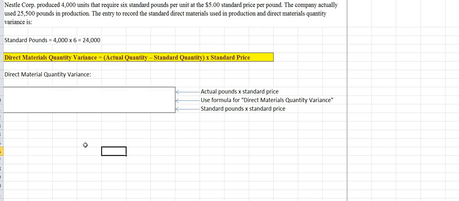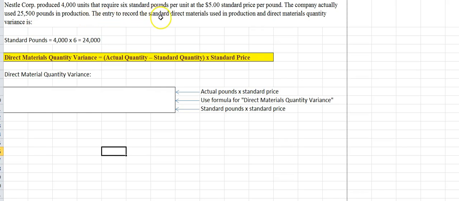Now we're going to do something similar to what we did in the prior problem. Nestle Corporation produced 4,000 units that require 6 standard pounds per unit. Okay, so 4,000 units requiring 6 pounds per unit. The standard pounds is going to be 4,000 times 6, 24,000. That's the standard pounds for 4,000 units. Okay, the company actually used 25,500. So as far as pounds go, the quantity variance is going to be negative because the standard was 24,000 and the company used 25,500.